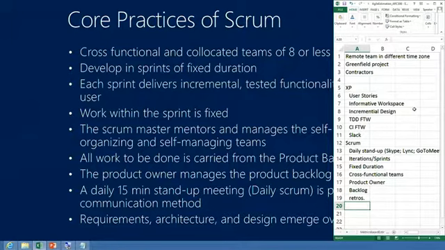Cool. Give me the fictitious name of our organization. Northwind.